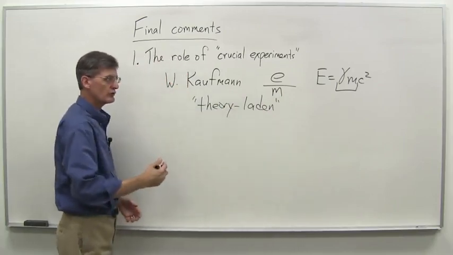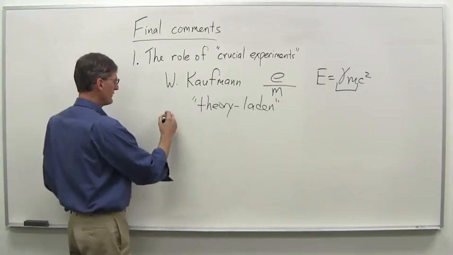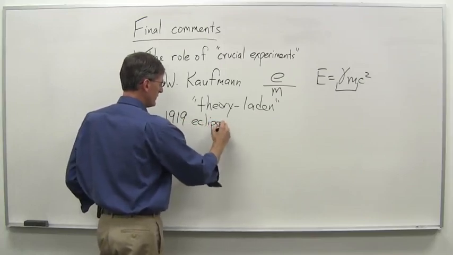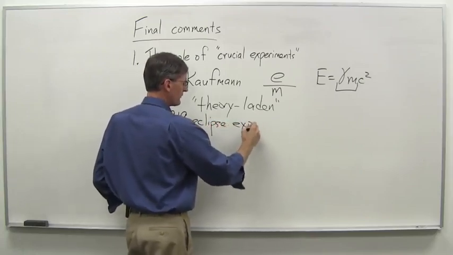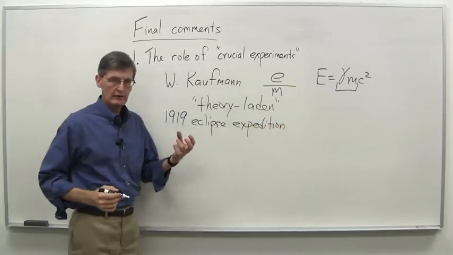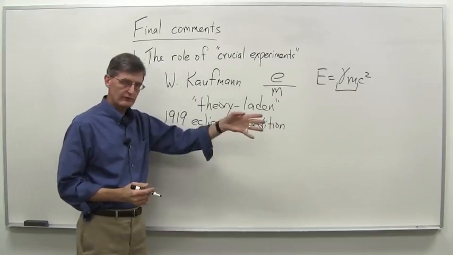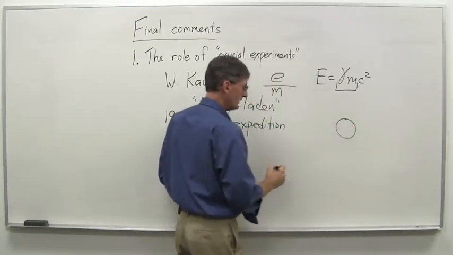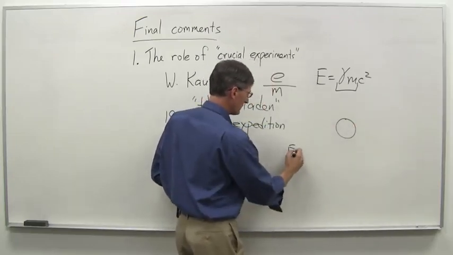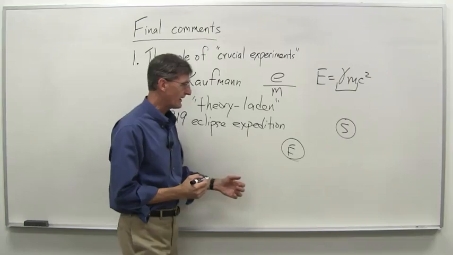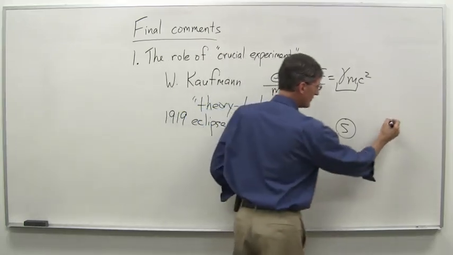Another example of a crucial experiment we've mentioned before would be the 1919 eclipse expedition results. This was to test the idea that light actually bent, starlight going around the sun. So again, the idea is something like this. If this is the sun here, here's Earth here. This is the sun, obviously not to scale. And you have some stars over here, okay?